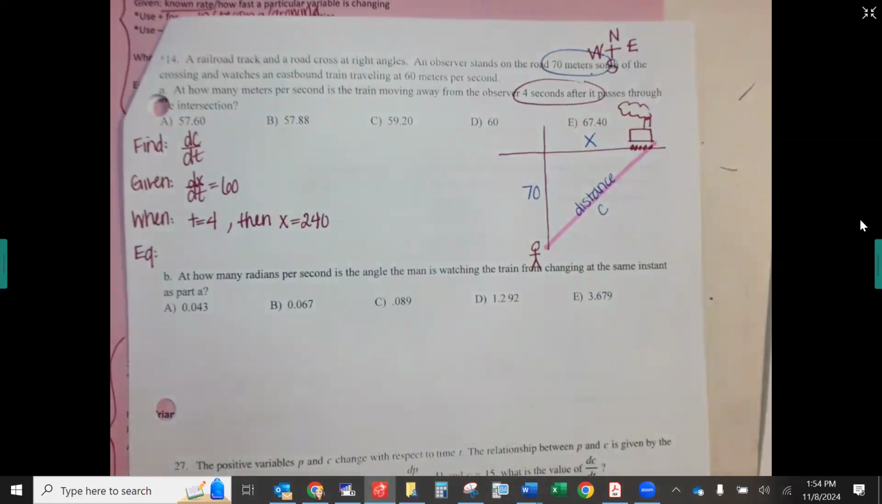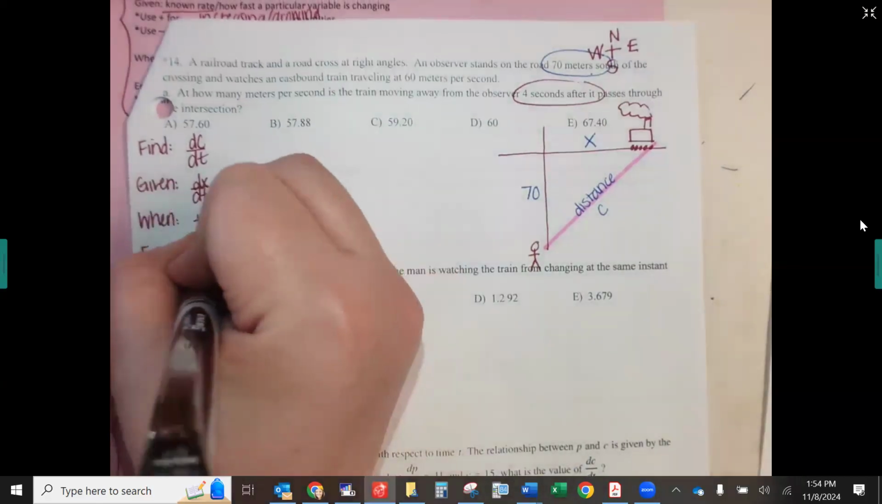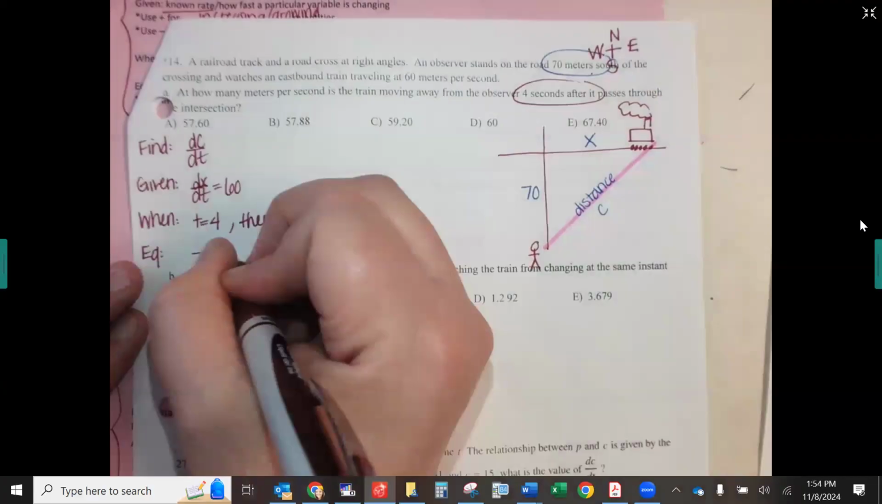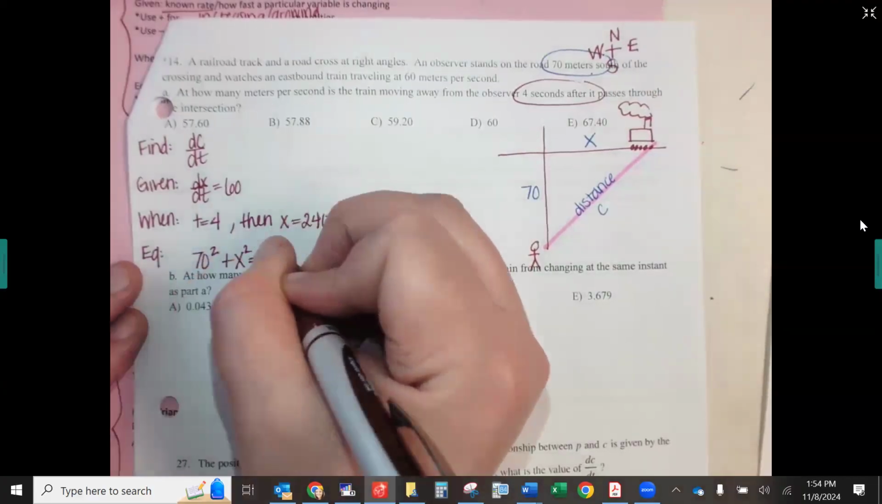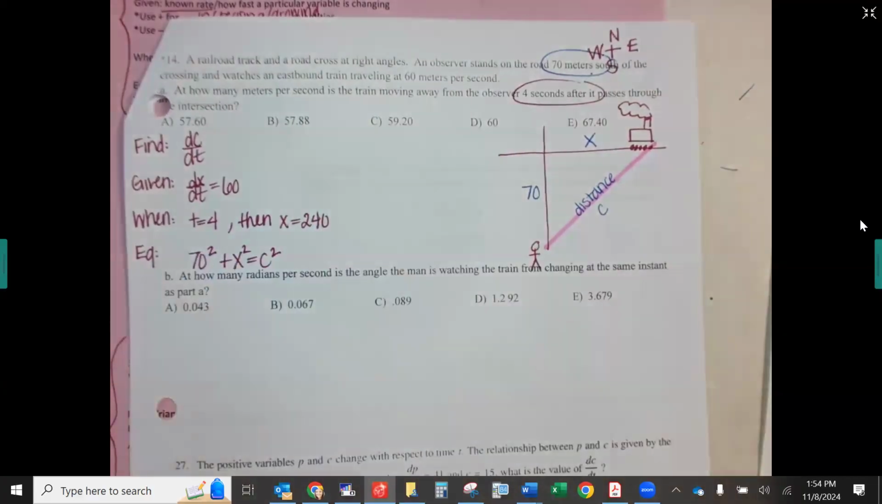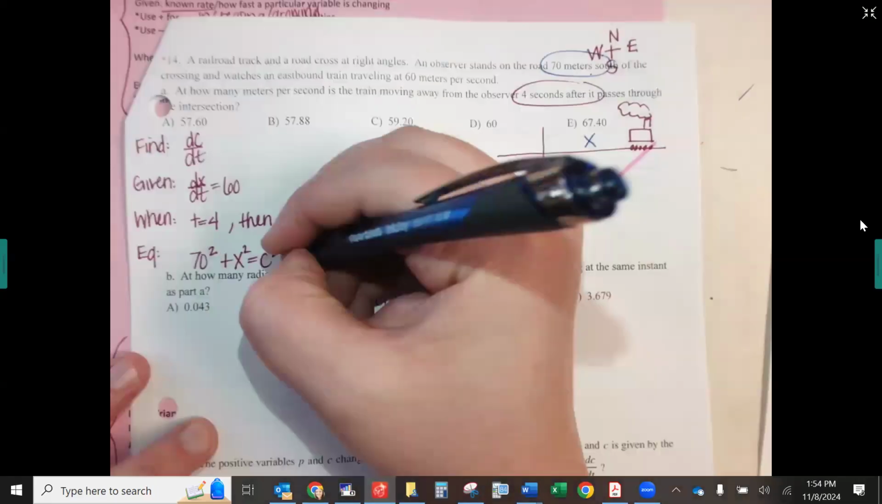Okay, then for your equation, we're using Pythagorean theorem. So it'd be 70 squared plus x squared equals c squared. Okay, from here, you need to take the derivative. Okay, so let's do that up here at the top.